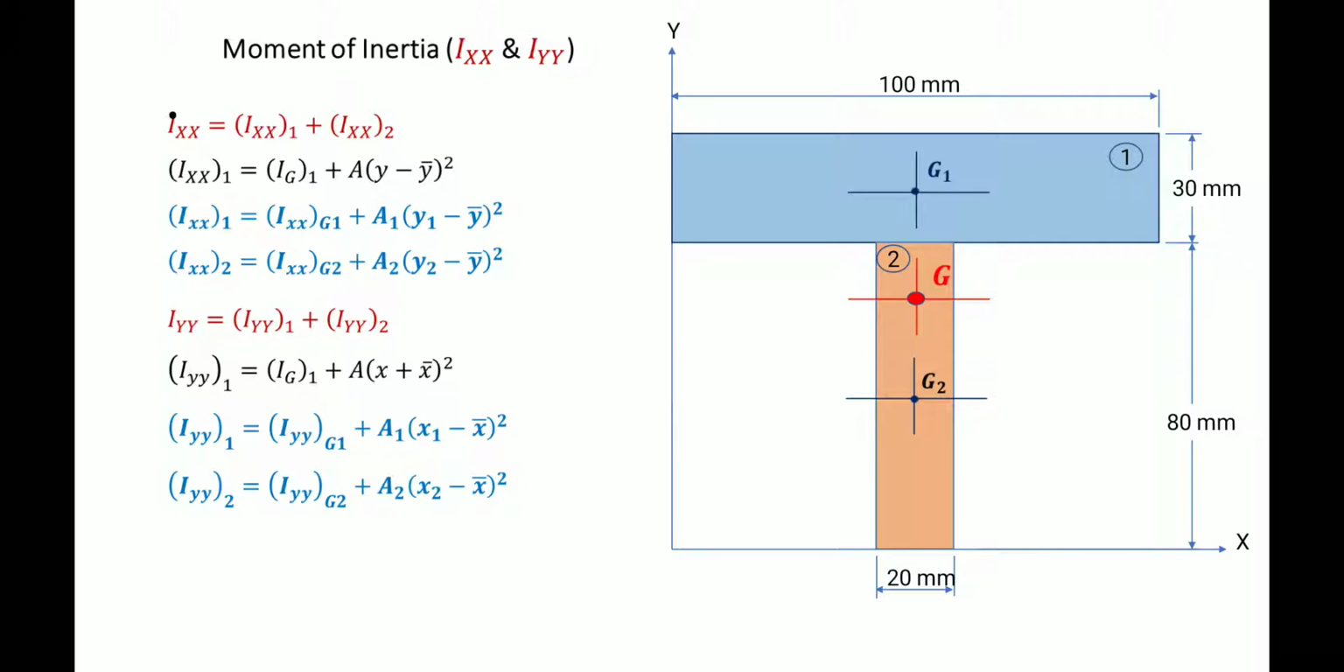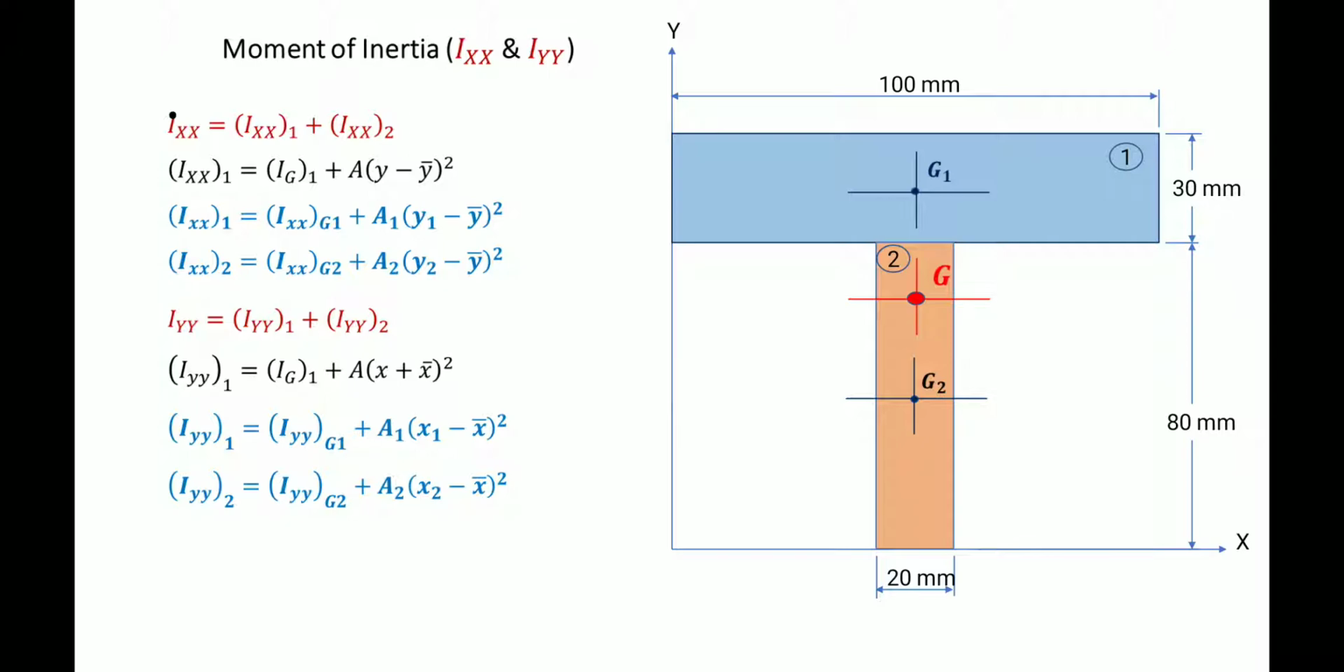And what is the total centroid? When joining these two figures, 1 and 2, we get the aggregate total centroid, that is the centroid of the T section. So G1 is the centroid of this rectangle, G2 is the centroid of this rectangle, and this G is the centroid of the total T section. That's all. Our question is to find the moment of inertia about this centroidal axis.